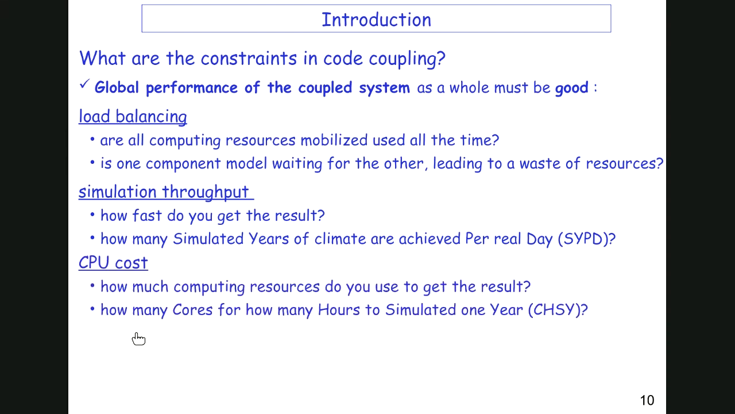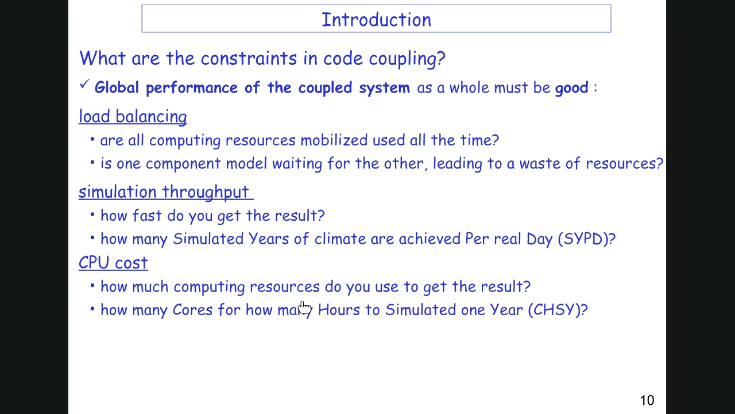But then what you want to optimize may not be the simulation throughput but the CPU cost. Maybe you have some definite computing resources available, and maybe you don't care too much about getting the results very fast. So what you want to optimize is really how much computing resources you use to get the results. And this is usually measured in core hours per simulated year, that is how many cores you use for how many hours to simulate 1 year of your climate.